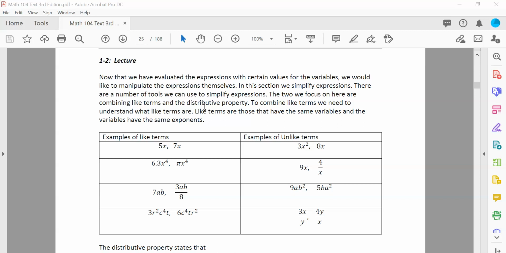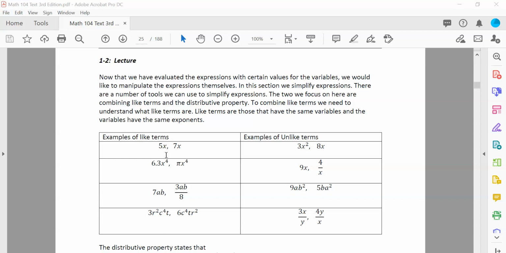You'd be really surprised to see how often just rewriting an expression becomes a very, very valuable tool in algebraic thinking, being able to rewrite expressions in various ways. So the first thing we're going to do is look at simplifying using adding and subtracting like terms. We're going to have two main tools here to rewrite expressions. The first is adding like terms or subtracting like terms, and the second is going to be the distributive property.